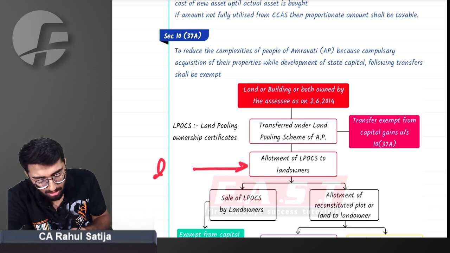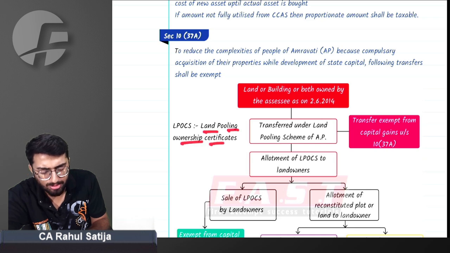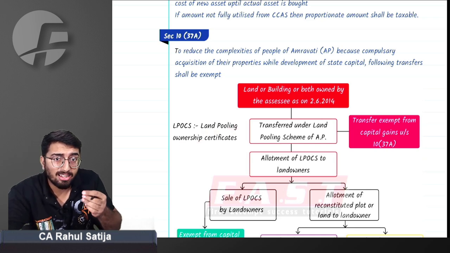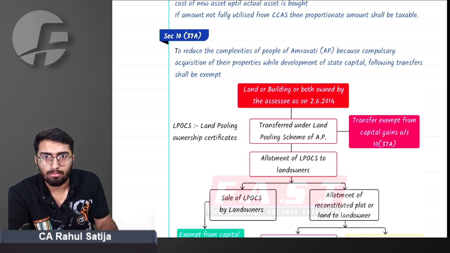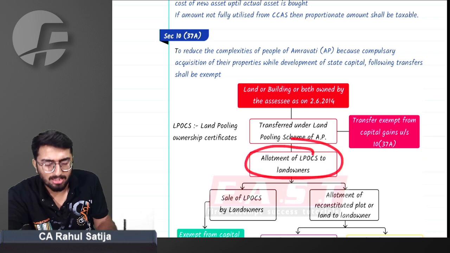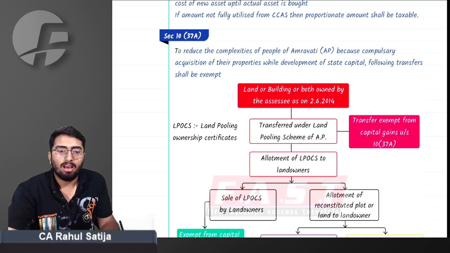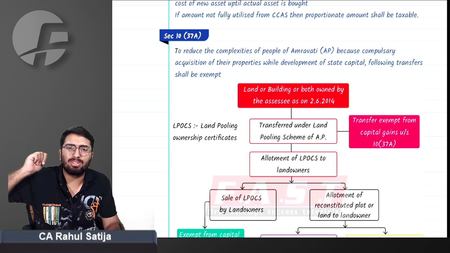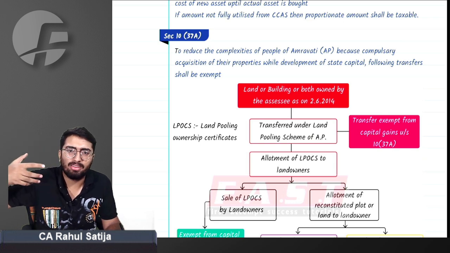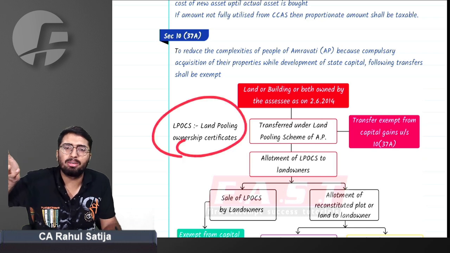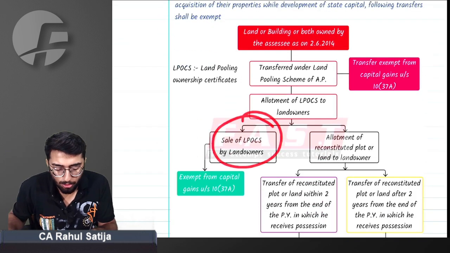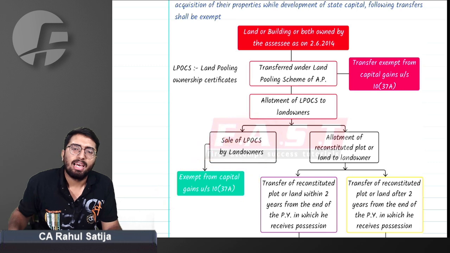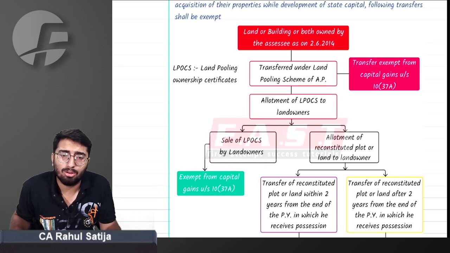Against that land, they were awarded land pooling ownership certificates. These certificates would entitle them to acquire any flat as soon as the city was developed. So allotment of LPOCs was made to them. Now, just imagine a poor person who does not have any property, who cannot have any rented premises, he will be selling these LPOCs to get some money. So, government said any sale of LPOCs by the landowner will also be exempt.